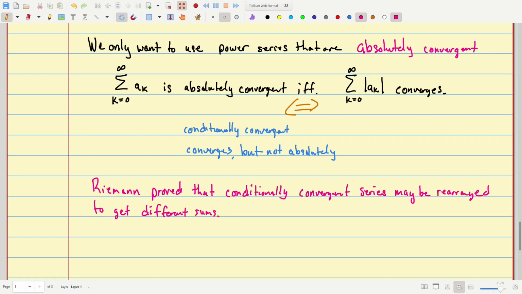Now, if you're building something, do you want the answer to be every number I could possibly conceive of? No. All right? So this is why we insist on absolute convergence for our series, because we have to avoid this problem.